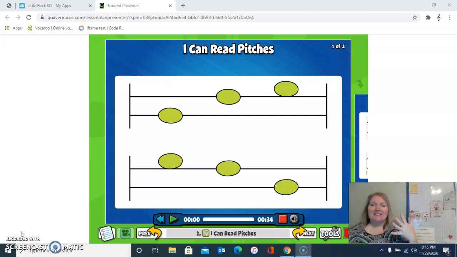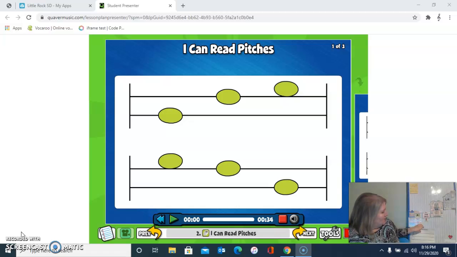So if you forget how many lines and spaces a staff has, you can just use your hand staff and go 1, 2, 3, 4, 5. We always start at the bottom. So this is line 1, line 2, line 3, line 4, and line 5. And then we have the 4 spaces in between, 1, 2, 3, and 4.